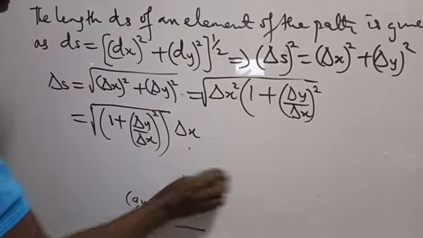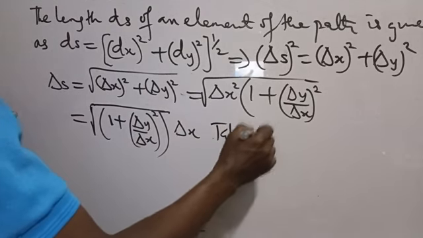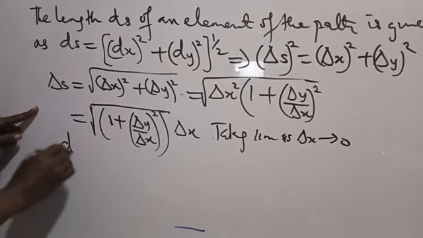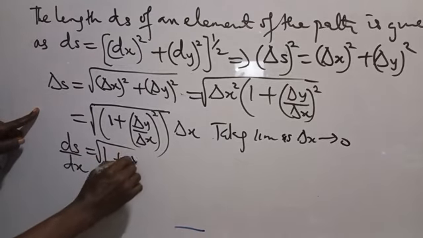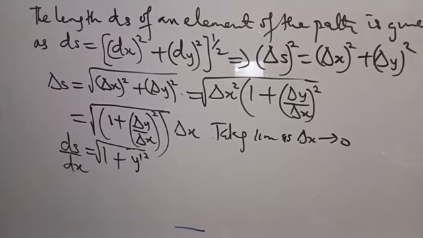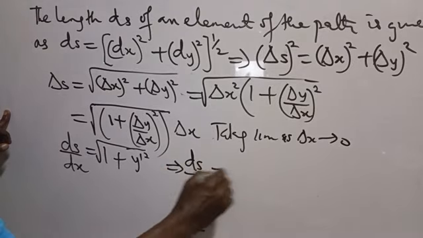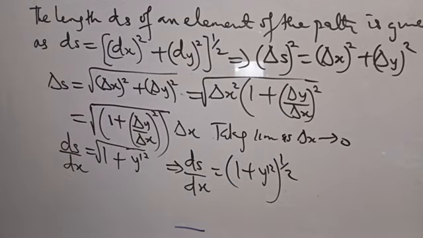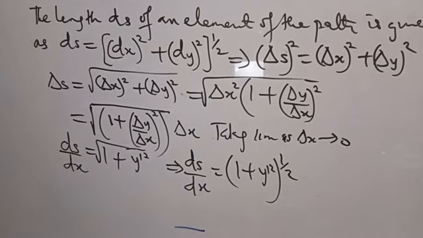Now, if we take the limit as delta s tends to 0, we divide through by dx. So ds over dx is equal to the square root of 1 plus y prime squared, which is the same thing as 1 plus y prime squared raised to the power half. So this is the length ds of an element of the path. That's the length. Yes, that's it.